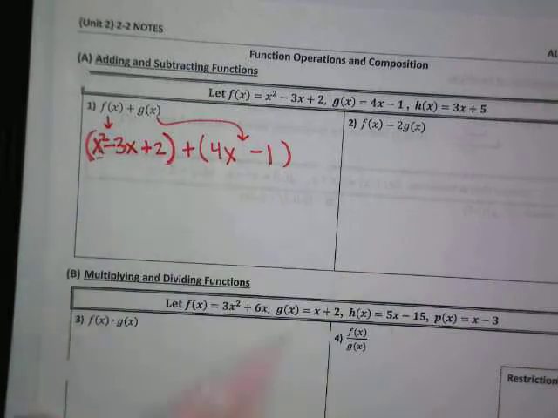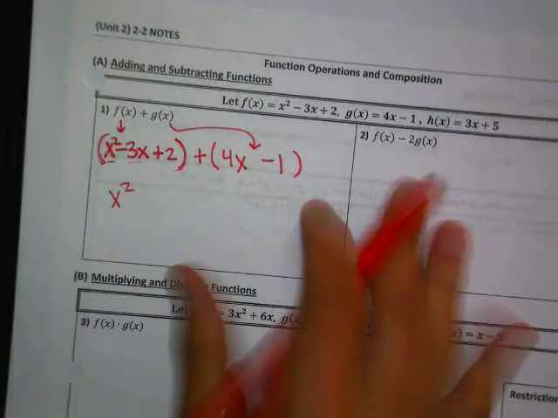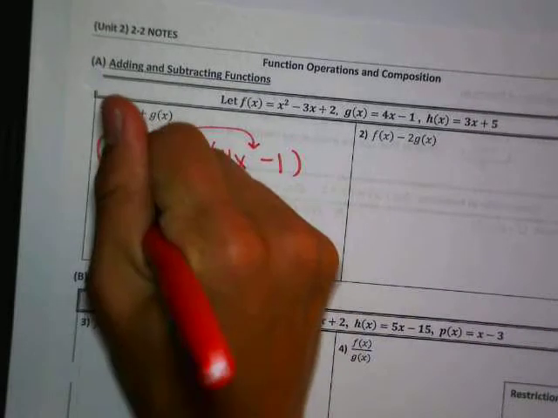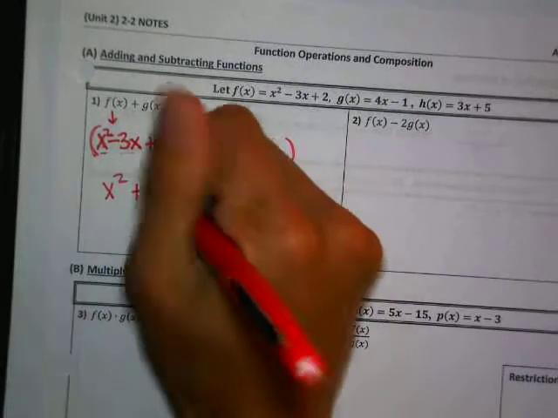So, do I have any other x squareds? No. Do I have any other x's? Yes, negative 3x plus 4x is x. And then do I have any other numbers? Yes, 2 minus 1 is 1.